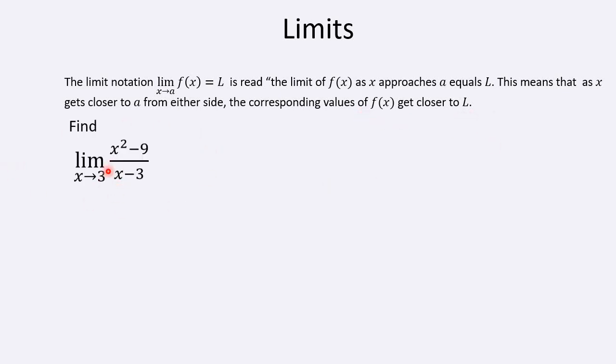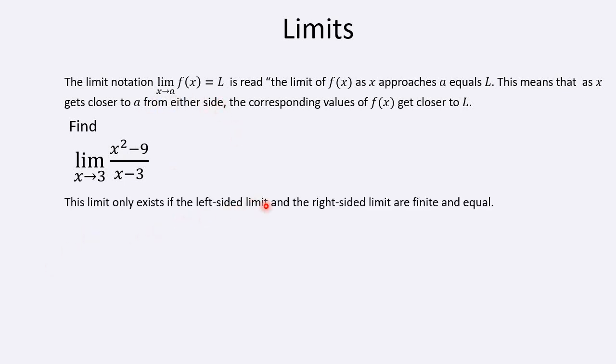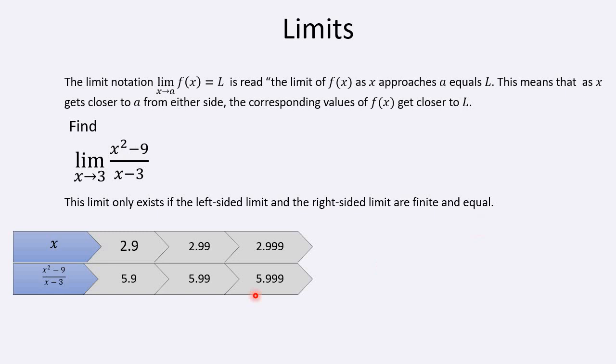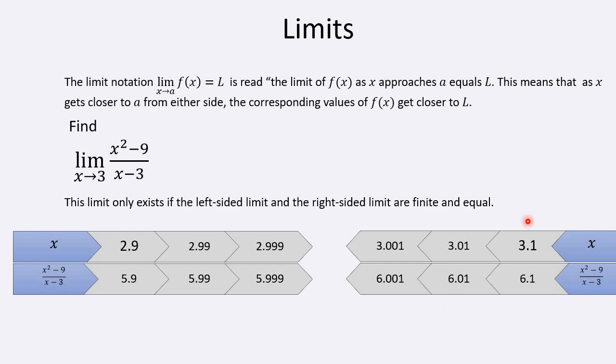Let's find this limit. Now you notice we did the left-sided limit of this, we did the right-sided limit of this, and now we're just doing the limit, and this is considering both sides. This limit only exists if the left-sided limit and the right-sided limit are finite and equal to each other. So remember, the left-sided limit we calculated was getting closer to 6. The right-sided limit we calculated was also getting closer to 6. So as x approaches 3 from either side, the function values seem to be approaching 6. So we would say that the limit as x approaches 3 of x squared minus 9 over x minus 3 is 6.